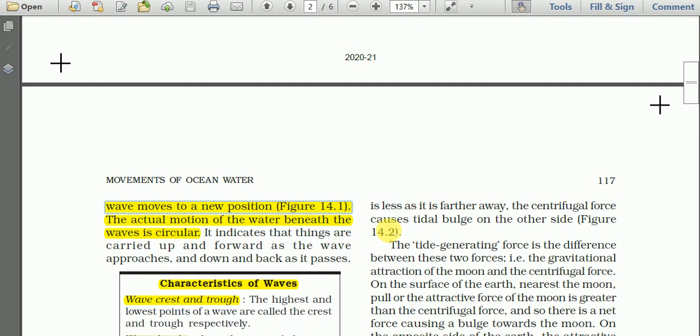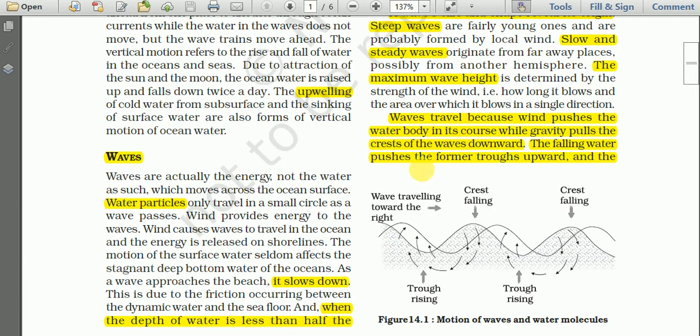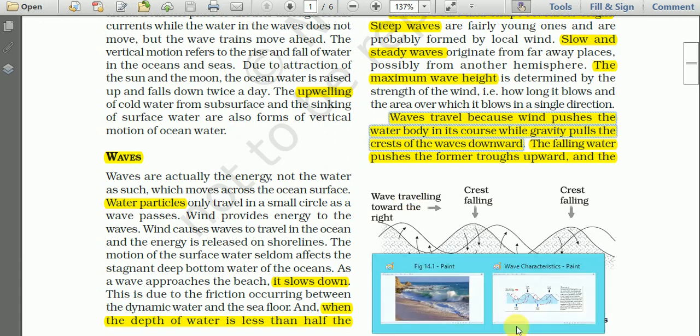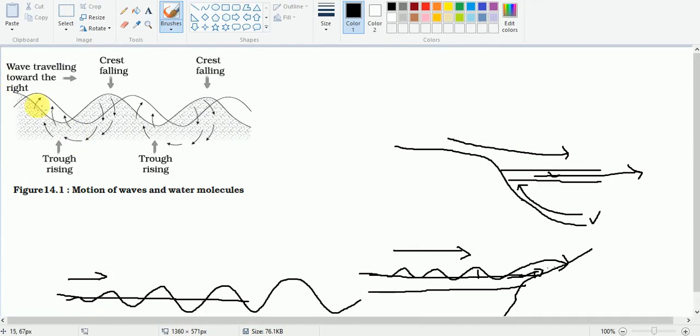So it tells how waves move. Let us read again. Waves travel because wind pushes the water body in its course, as shown here in this figure number 14.1. See here, waves travel because wind pushes. This is the direction of wind. So waves travel as the wind pushes towards this direction in this case.